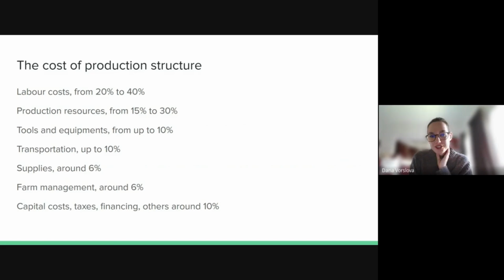So, cost of production. The biggest part of cost of production is, of course, labor costs. For harvesting, it takes a lot of effort because in some countries it's like one month, two months, and you need to collect the harvest, otherwise cherries will be ruined and you will lose your harvest, right? So you need to hire a lot of pickers to get the cherries from the trees, right?